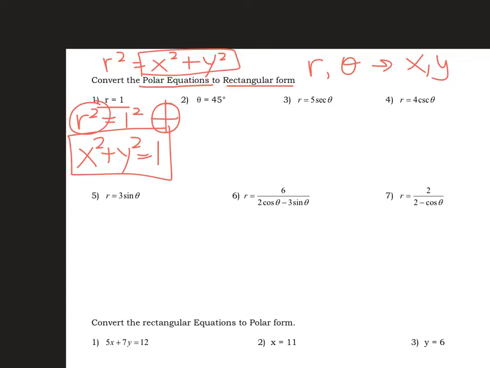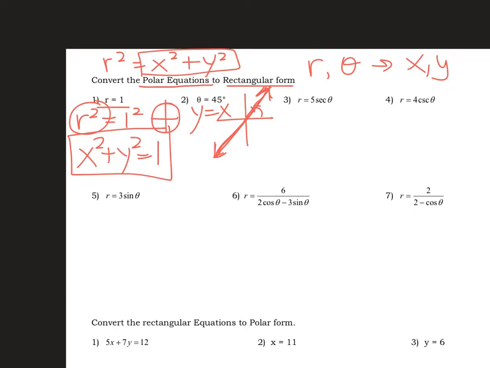All right, theta equals 45 degrees. If I were to draw theta equals 45 degrees, then that would be this line right here. Well, think about this in terms of x and y. That's just the diagonal. Y equals x.